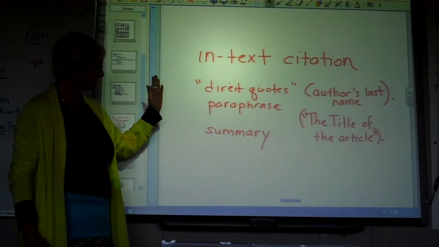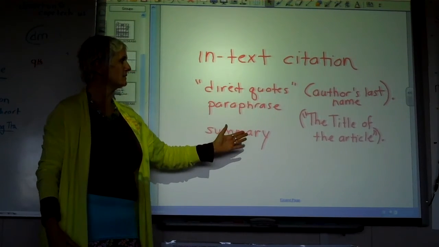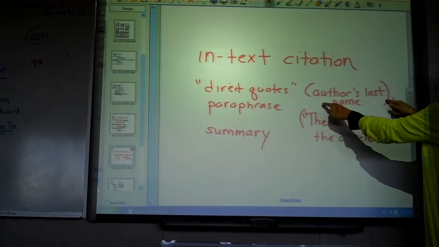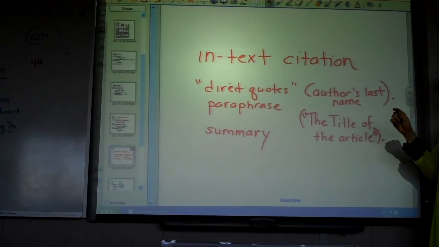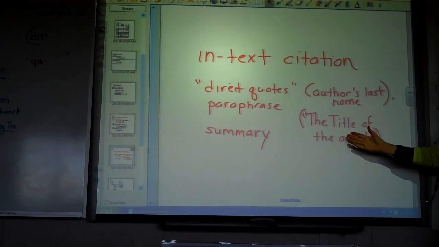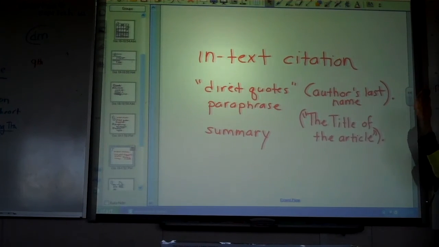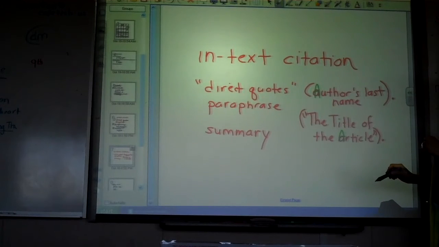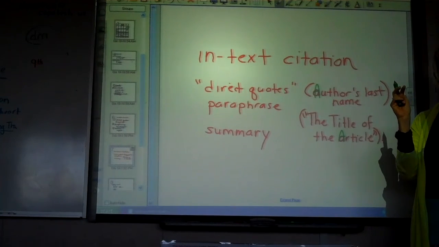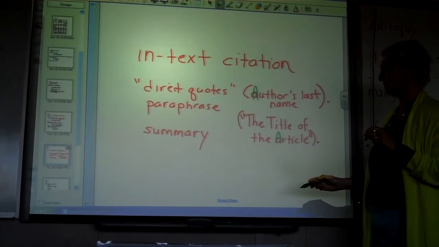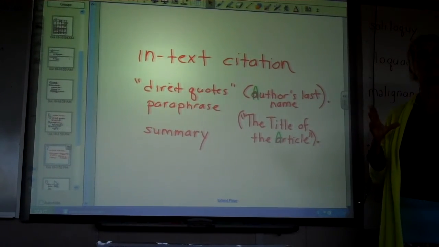How do you do this? You put in your direct quotes, your paraphrasing or your summary, and then at the end of that sentence or sentences, you need to put the author's last name in parentheses. And then the period goes after the parentheses. What if there's no author's last name? The next thing that you would do is you would look for the title of the article. And you would put the title of the article in parentheses, making sure that you capitalize the title. Same thing with the author's last name. You want to capitalize it. And you put it in quotation marks because it's the title of an article. And then you put it in the parentheses with a period afterwards. This is how you put in-text citation into your paper.